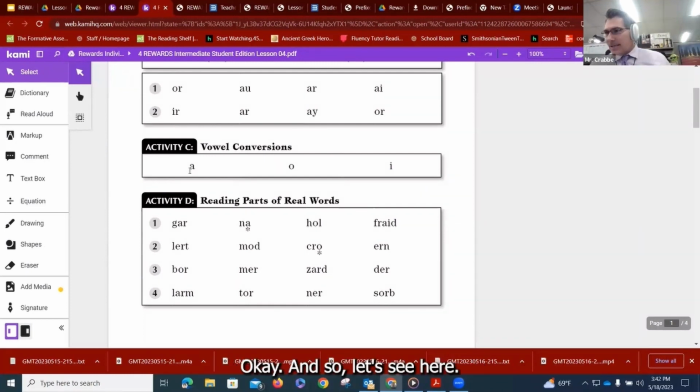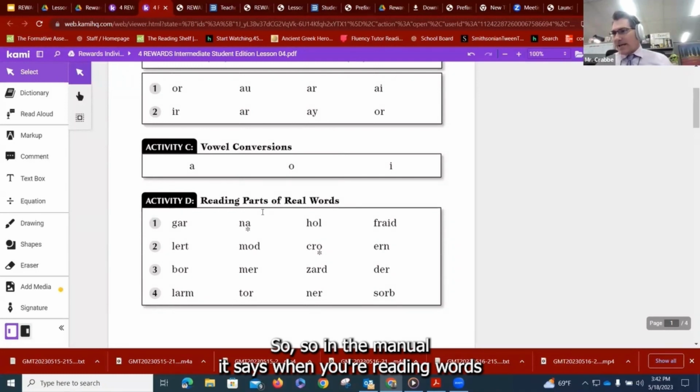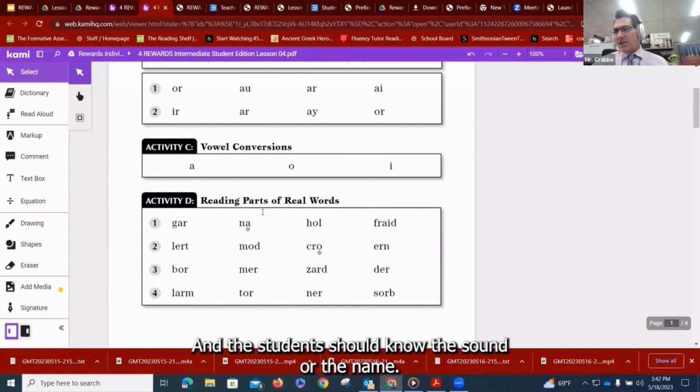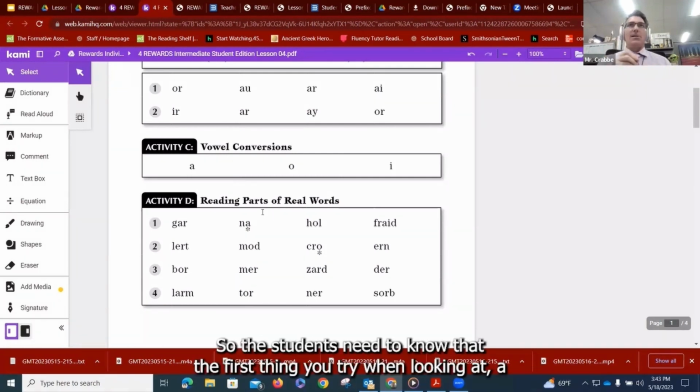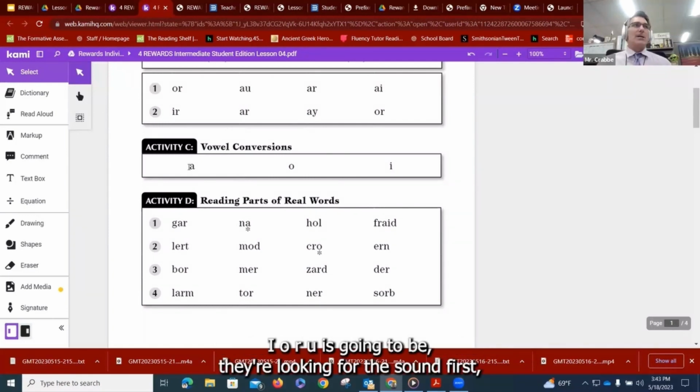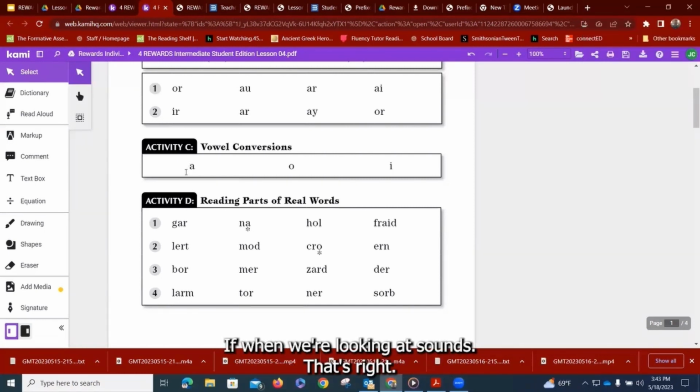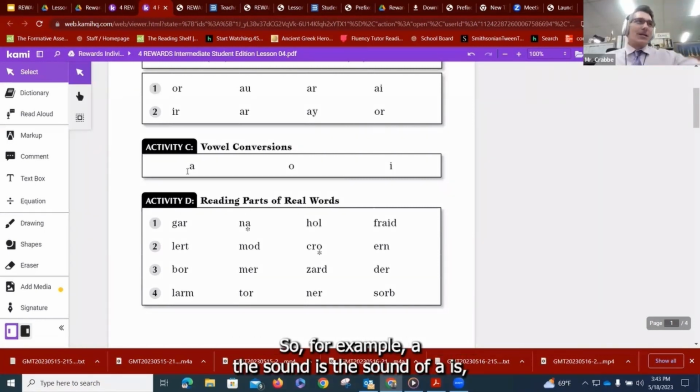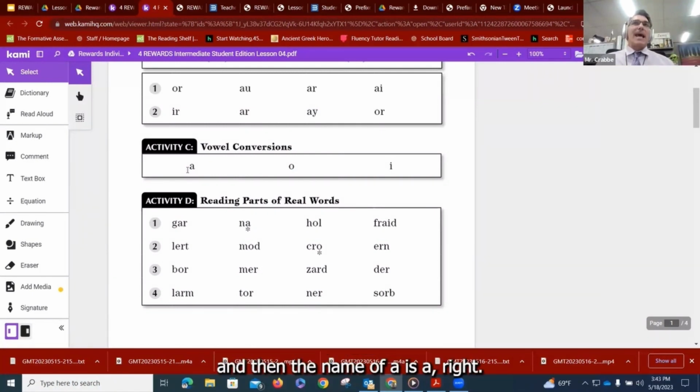Okay, and so let's see here. So in the manual, it says when you're reading words and see these letters, what should you try first? And the students should know the sound or the name. Okay, and the correct response is the sound. So the students need to know that the first thing you try when looking at A, E, I, O, or U is they're looking for the sound first, and if the sound doesn't work, then they try the what, students? The name, that's right. So for example, A, the sound of A is ah, and then the name of A is A, right?